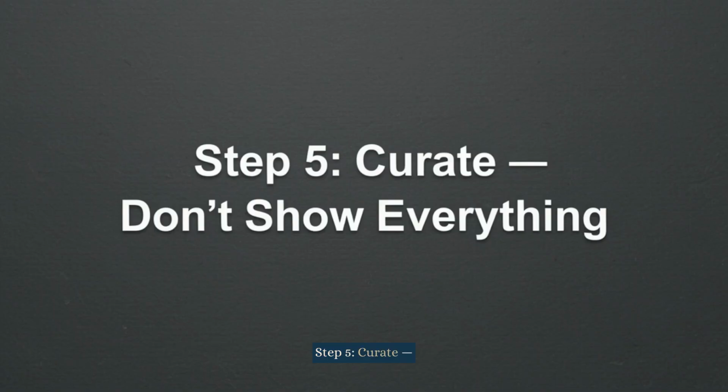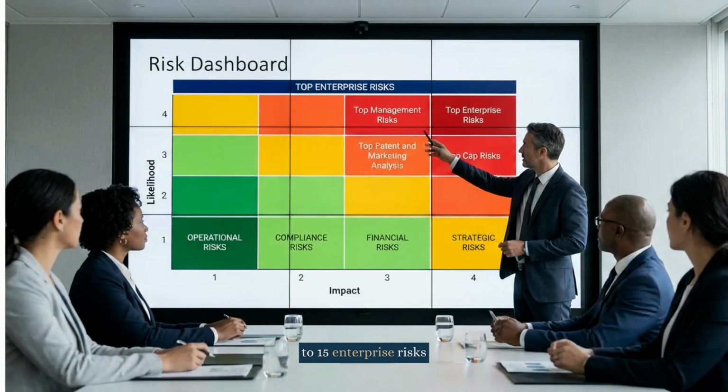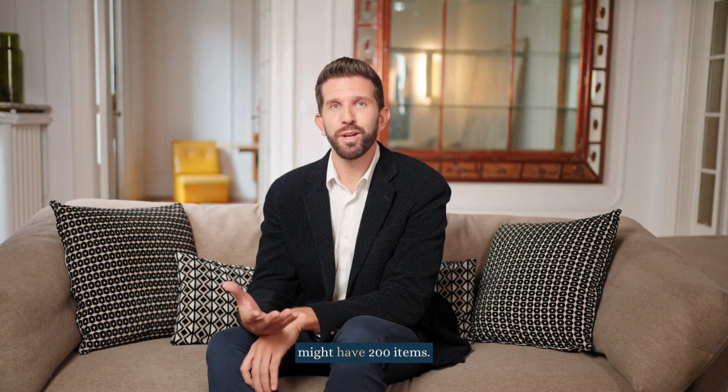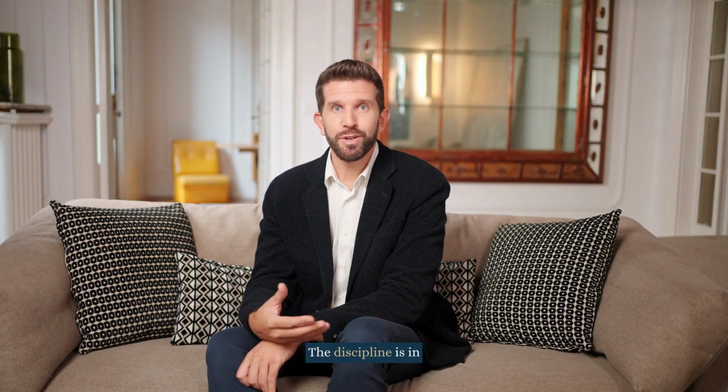Step 5. Curate. Don't show everything. A heat map with 50 risks plotted on it communicates nothing but noise. It's overwhelming and ineffective. Best practice is to show the top 10 to 15 enterprise risks on the board heat map. You can group or aggregate lower-level risks into broader categories. Your operational risk register might have 200 items. Your board heat map should have 12 to 15. The discipline is in the curation, not the completeness.